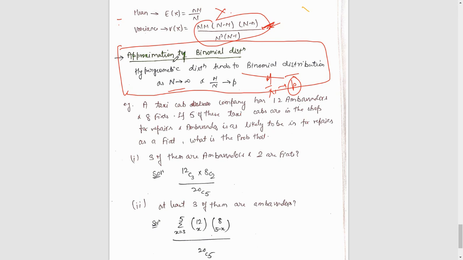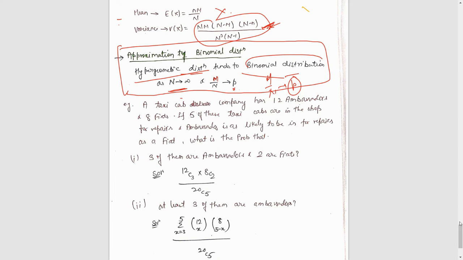But this is a fact: the hypergeometric distribution tends to the binomial distribution, and the condition is that capital N tends to infinity and m by N tends to p. Okay, so this is just a fact, and maybe you can utilize it somewhere else, but obviously I don't know till now how to utilize this fact. I did not find any questions based on this also. So this is just a fact you need to know.